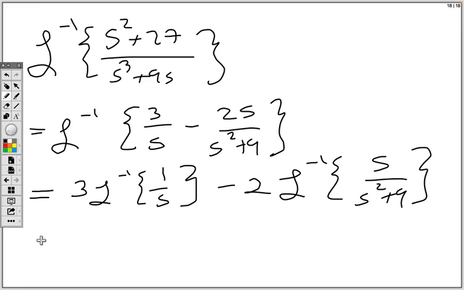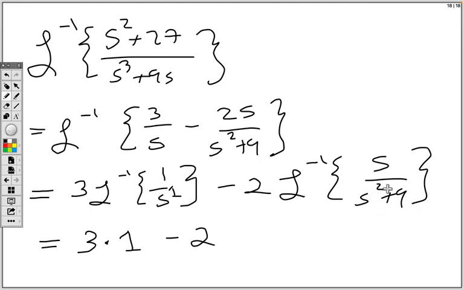And what's the inverse Laplace of 1 over s? That's just 1. If you want to be pedantic about it, you could write this as s to the first power. That comes back t to the 0 over 0 factorial, which is 1. Or you could just remember that 1 went to 1 over s. So I got 3 times 1 here, minus 2.